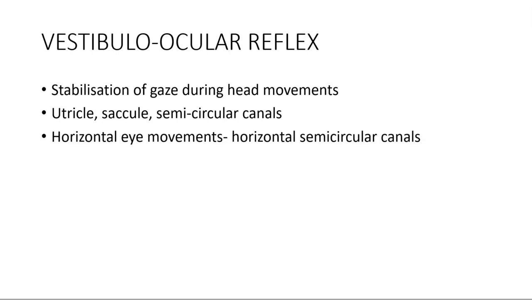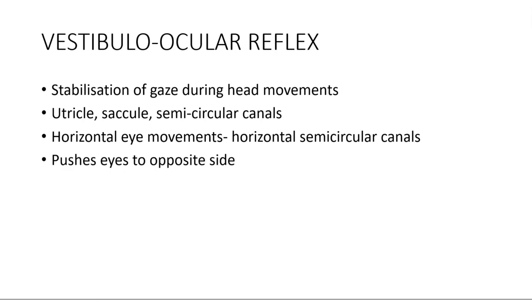The other thing that the semicircular canals do is they can also push the eyeballs in different directions. It has been seen that the horizontal semicircular canals, there are three semicircular canals, the anterior, the posterior and the horizontal. The horizontal semicircular canals bring about horizontal eye movements. They push the eyes to the opposite side.